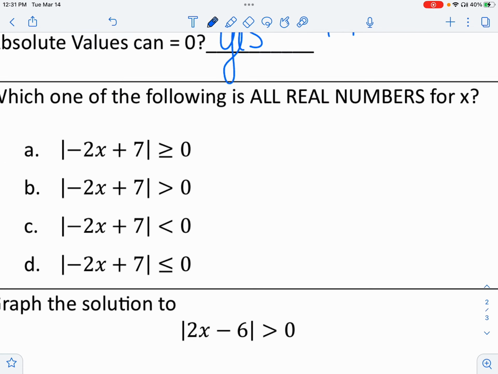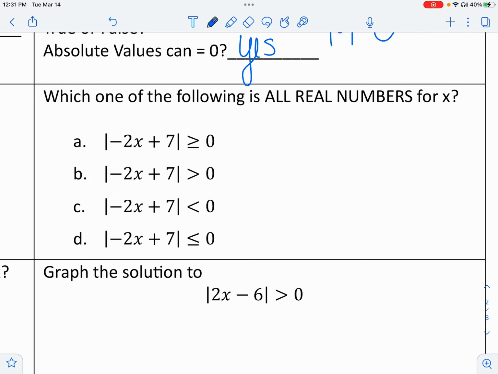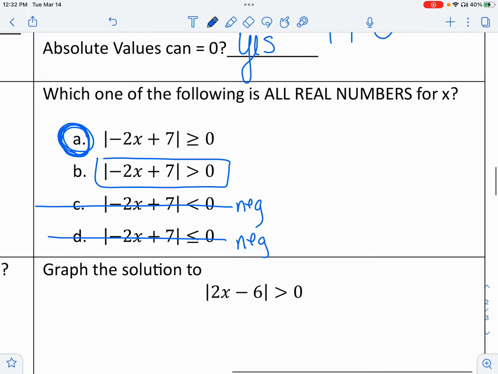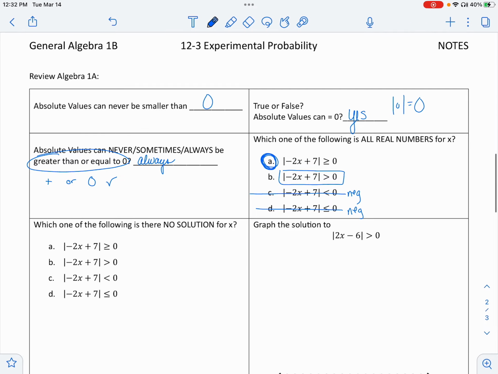Which one of these is all real numbers? In other words, which one's true all the time? Well, what I'm going to do is I'm going to say anything smaller than 0 is not true all of the time. Those are automatically out because absolute values can't be negative. These ones would say negatives are okay. Those ones are out. Now, are absolute values always greater than 0? Not necessarily, because remember, sometimes they can equal 0. So A is your answer. If you have something greater than or equal to 0, that's always going to be all real numbers because that's just the definition of absolute values.